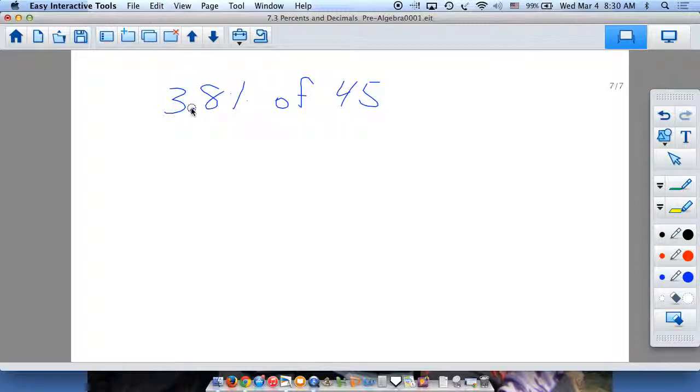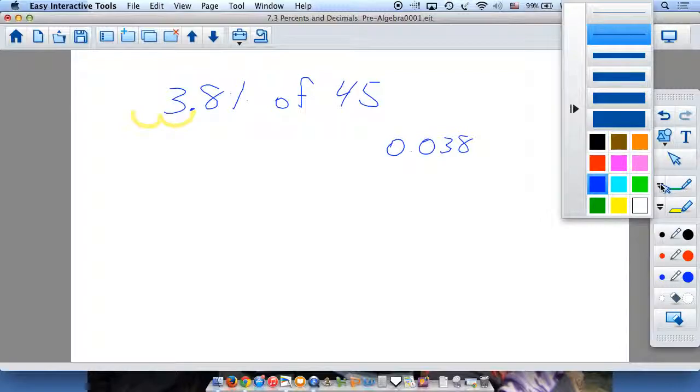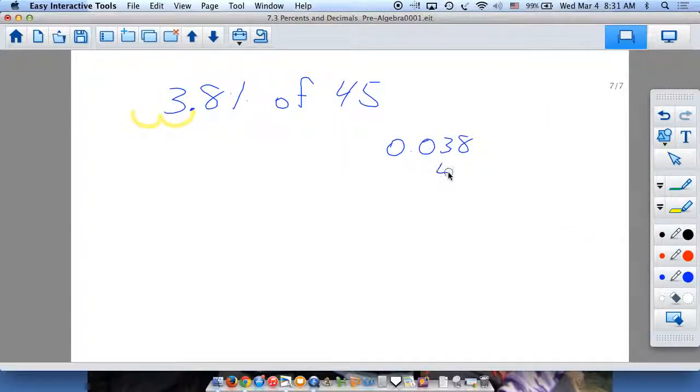The way I would have set this problem up is I would have changed my percentage to a decimal. 0, and 38 thousandths, okay? 2 places to the left, don't forget. So I'm moving that decimal 2 places to the left. Go 1, 2, we have to fill that in with a 0. And I like putting a 0 as a whole number when I know it's there. Any questions? So now we need to multiply that by 45.